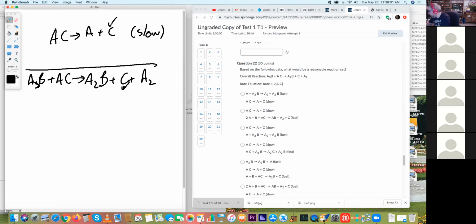And then down here, I know I'm going to have A, and we're going to have to react it with A3B. And lo and behold, that would give us A2B plus A2. That would work, and that'd be fast. So that would allow us to get those other two products. So that one's not too bad.